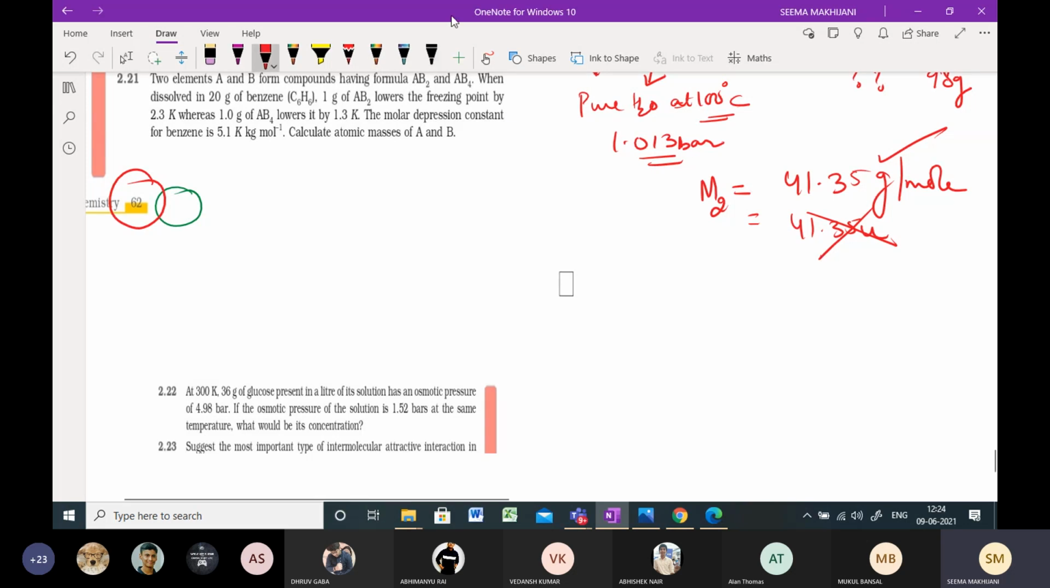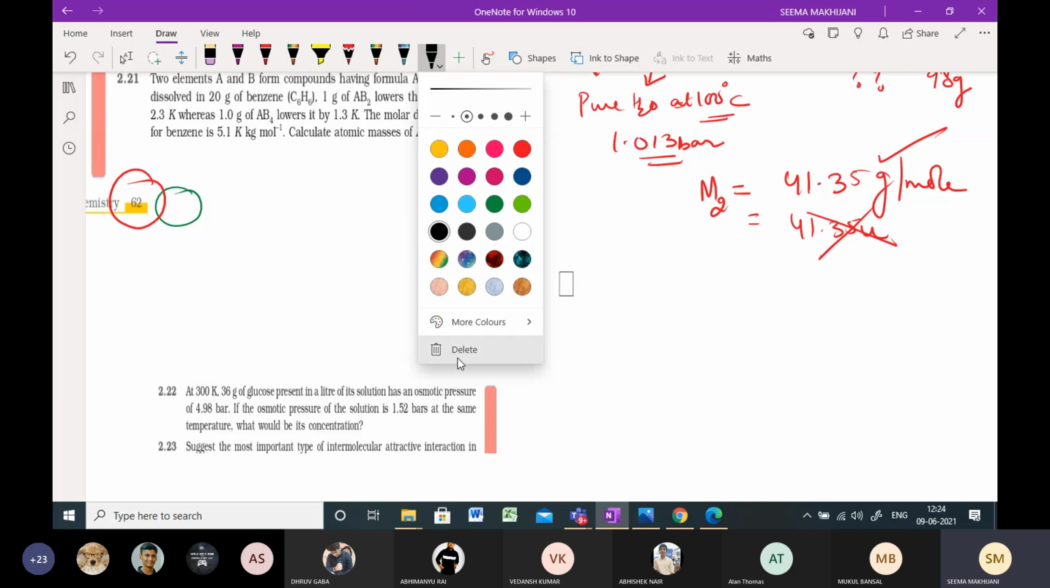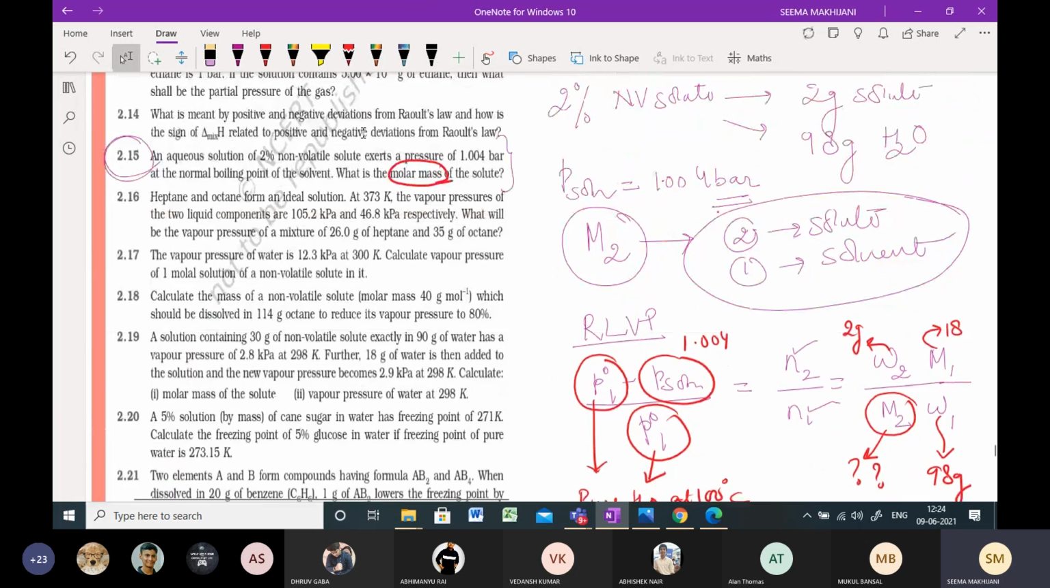Moving on to the next question, which is 2.16, I think. Just a minute. Let me see which question we'll be doing after this. Yeah, no, not 2.16. We'll be doing 2.17. Please read the question 2.17 now.